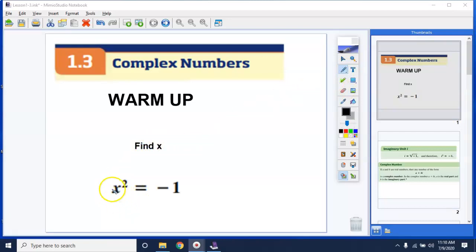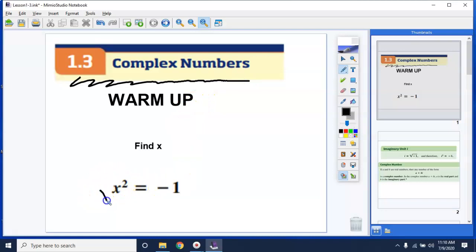So as you see, we are looking for a number whose square is a negative number. We know that there is no number that squared is negative. Like all numbers, if you square them, you have to get something positive. So that's why we need a new kind of numbers, and that's why I'm going to introduce you to new numbers today.